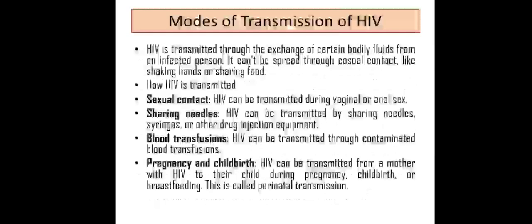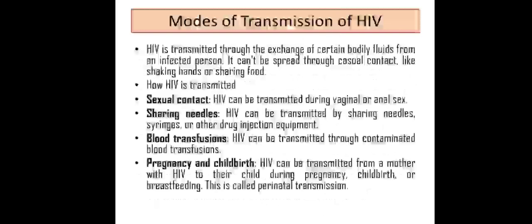Now we switch over to the modes of transmission of HIV. There are 3 important modes of HIV infection. Majorly, HIV is transmitted through the exchange of certain body fluids from an infected person. Casual contact with the infected person is not responsible for the transmission of the infection. The most important mode of transmission of HIV infection is sexual contact. HIV can be transmitted during vaginal or anal sex.